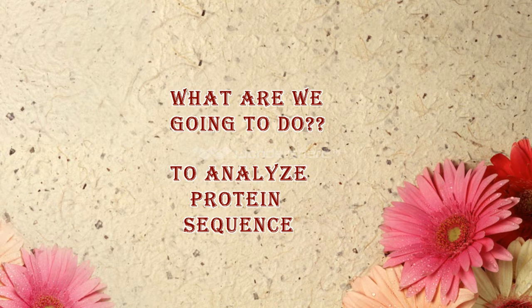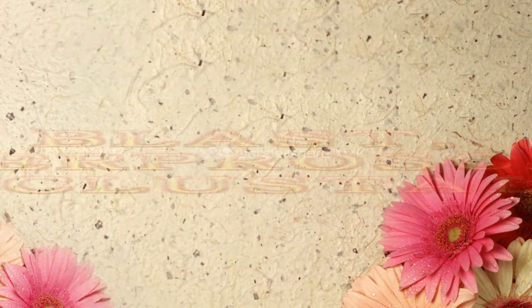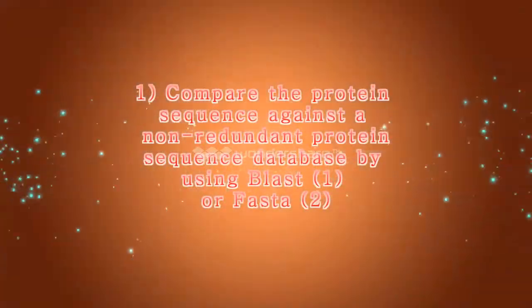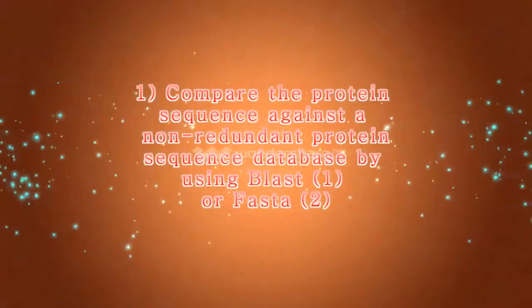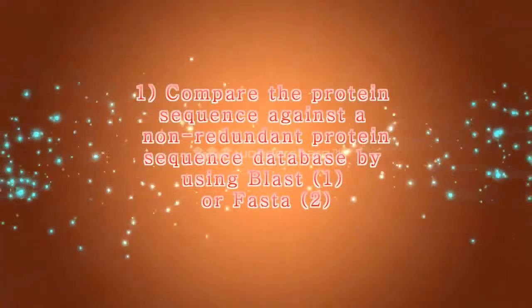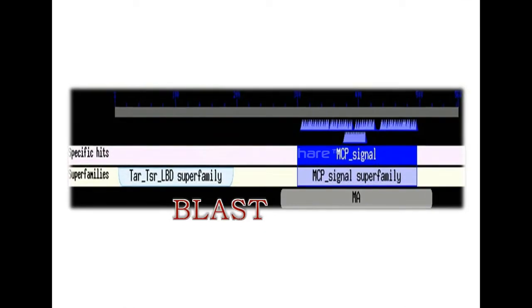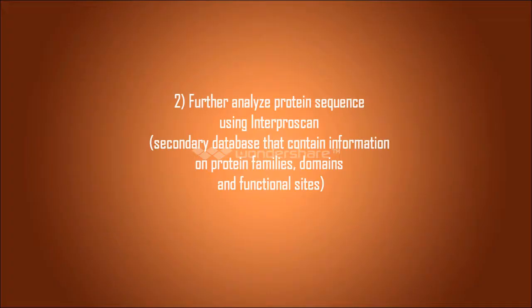To analyze protein sequence using three tools or software, which are BLAST, InterProScan, and ClustalX. Firstly, compare the protein sequence against a non-redundant protein sequence database by using BLAST or FASTA. From using BLAST, the conserved domain is obtained. Then, we will further analyze the protein sequence using InterProScan. InterProScan is a secondary database that contains information on protein families, domains, and functional sites.